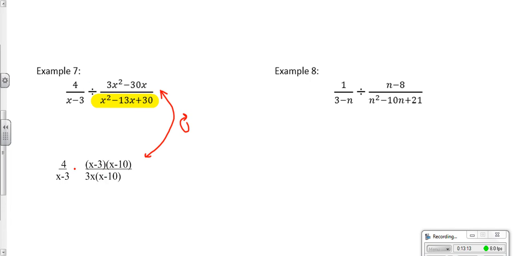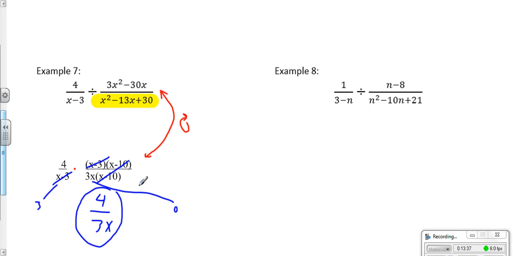And now I can cancel. It's like one big fraction, top times top, bottom times bottom, so I can cancel if there's anything in common. My x minus 10s can go, my x minus 3 can go, and that's it. So we're left with 4 over 3x. Excluded values would be a 3, a 0, and a 10, if they cared.